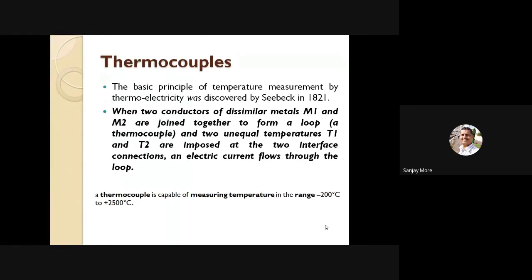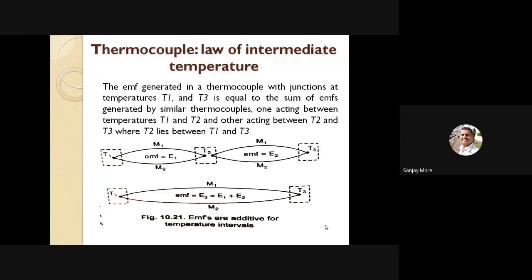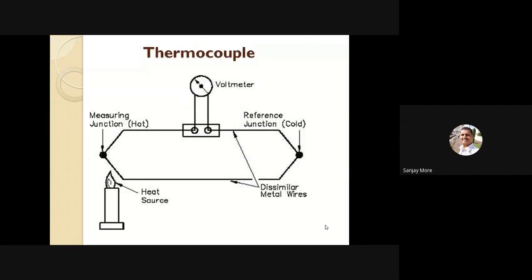Next heading, second temperature measurement instrument is thermocouple. Give the heading thermocouple. And draw this diagram of thermocouple. All of you draw this diagram. Second temperature measurement instrument or device is thermocouple. So I request all of you to draw this diagram.